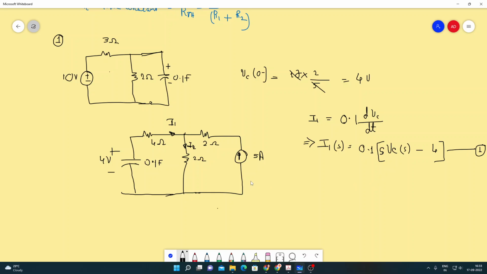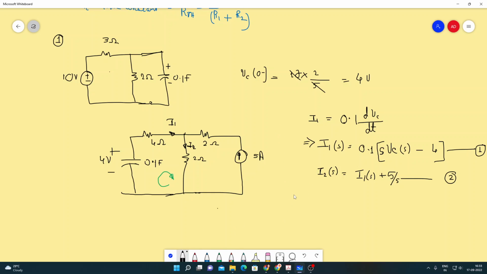My next equation is I2(s) is I1(s) plus 5/s. Second expression. My third expression is the KVL equation in the first loop, that is in this loop. We will be writing the KVL equations.